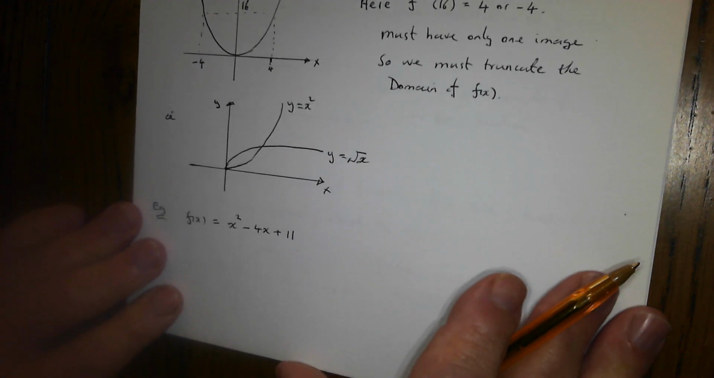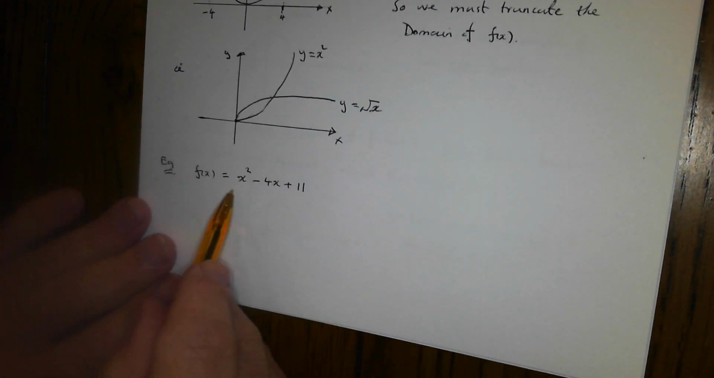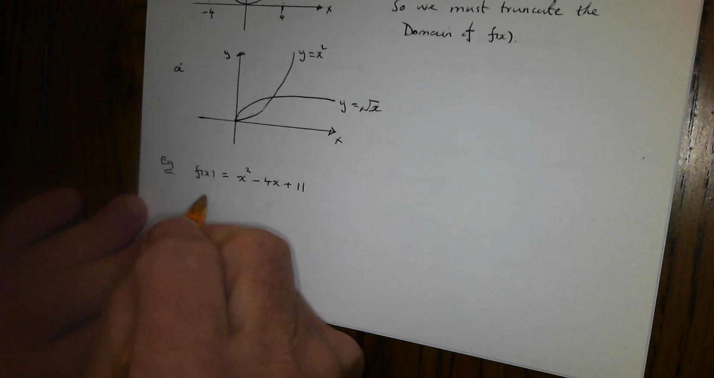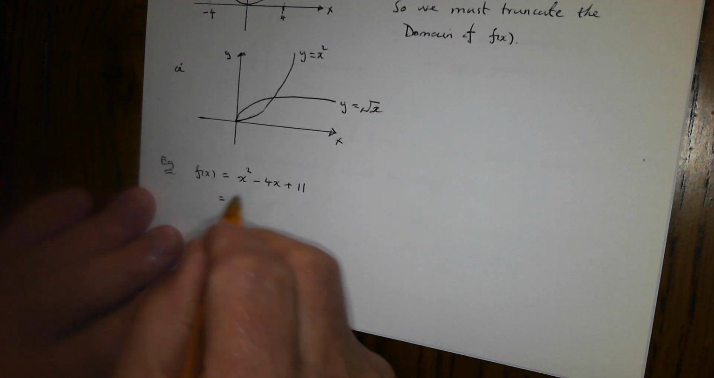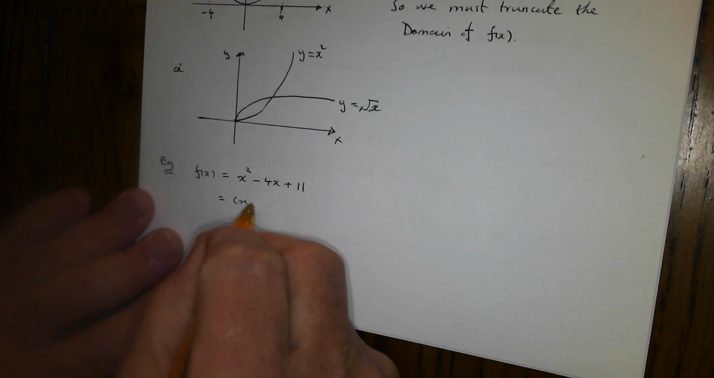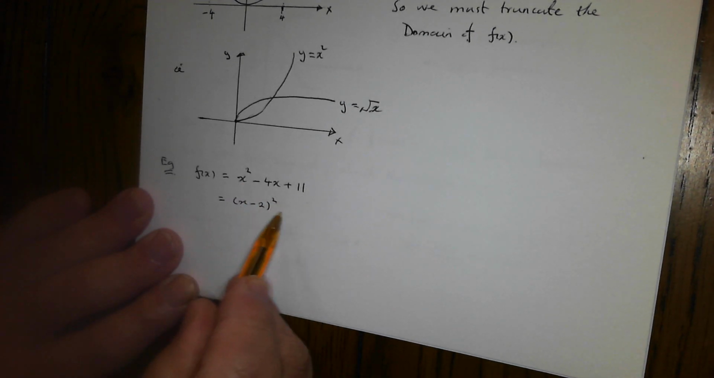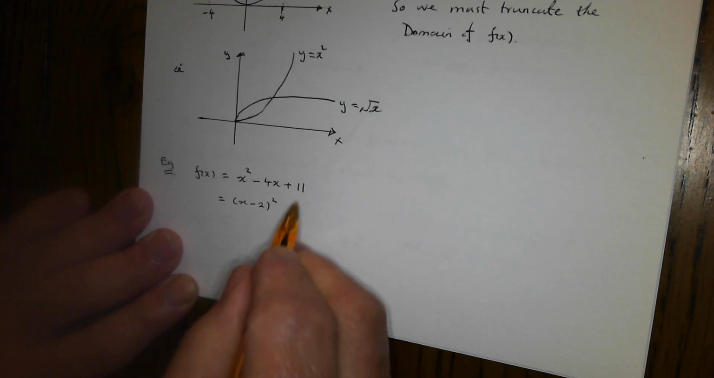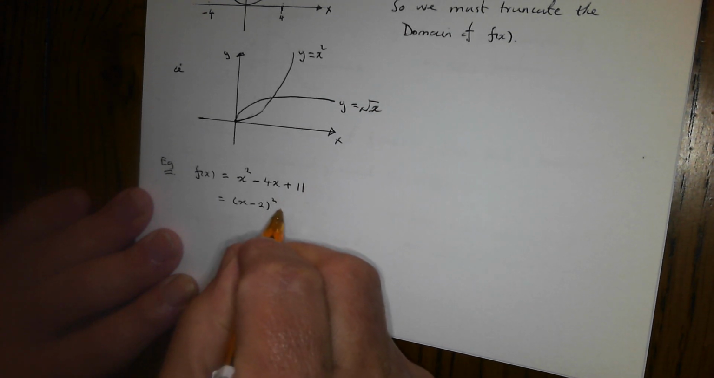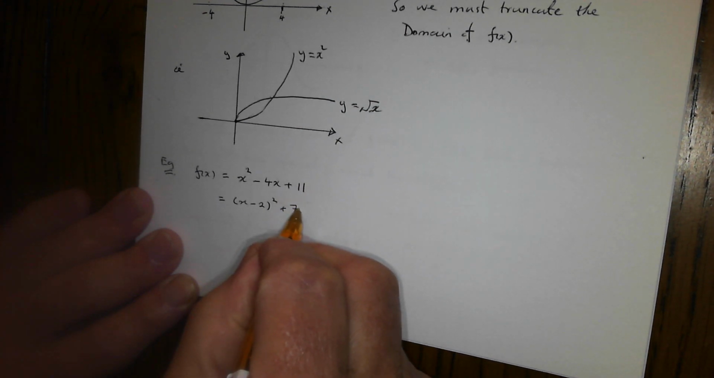Let's say I wanted to find the inverse function for this. Well, first of all, you'd simply complete the square. Now that will give me x minus 2 all squared minus 4x plus 4. So take the 4 off the 11 and you're left with 7.